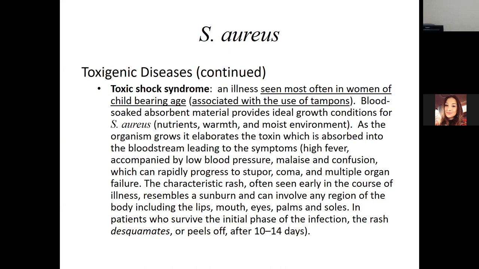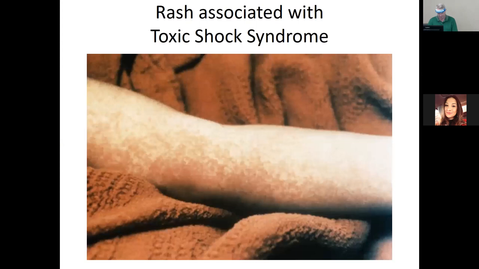As organisms grow, they elaborate a toxin, which is absorbed into the bloodstream. High fever, low blood pressure, malaise and confusion, wrapping into a stupor, coma, or multi-organ failure, and then we're in trouble, okay? There's often a rash seen early, resembling a sunburn, around the lips, mouth, eyes, palms, and soles. If you survive the initial phase of infection, the rash desquamates or peels off after 10 to 14 days. So that's what I was talking about with mine, but just trying to give you some ideas. So toxic shock syndrome from a Staph aureus being introduced and harbored until it ends up in the blood. That's a rash. Anytime there's a rash, you gotta worry.